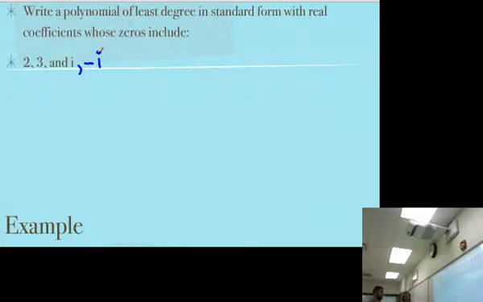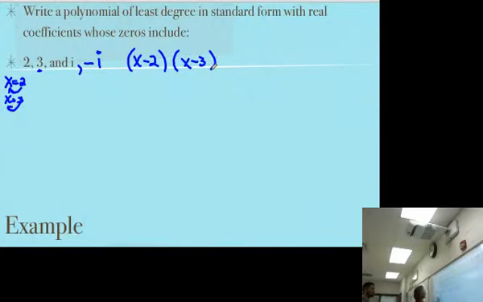I apologize. So if these are roots, that means x equals 2. And if I set that equal to 0, that'd be x minus 2. So x minus 2 times, and then if x equals 3, set that equal to 0, that'd be x minus 3. So my thing is always set the equations equal to 0. I'll let you keep going.